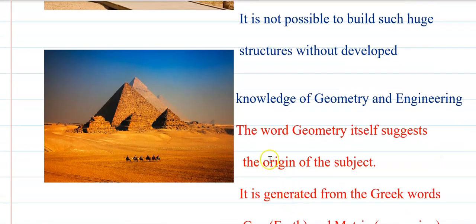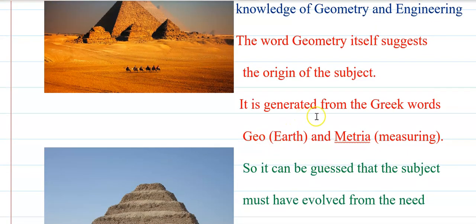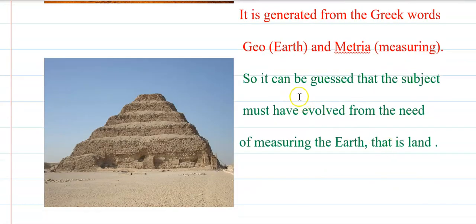The word geometry itself suggests the origin of the subject. It is generated from the Greek words geo, which means earth, and metria, which means measuring. So it can be guessed that the subject must have evolved from the need of measuring the earth, that is, the land.